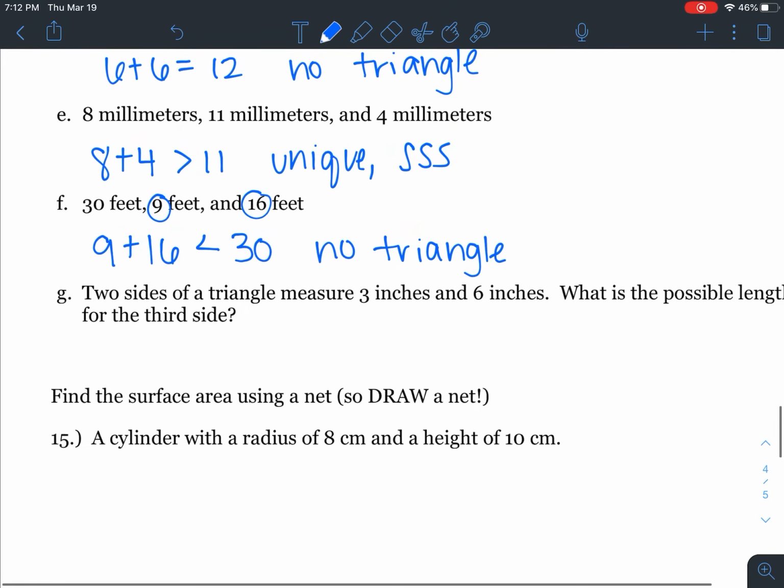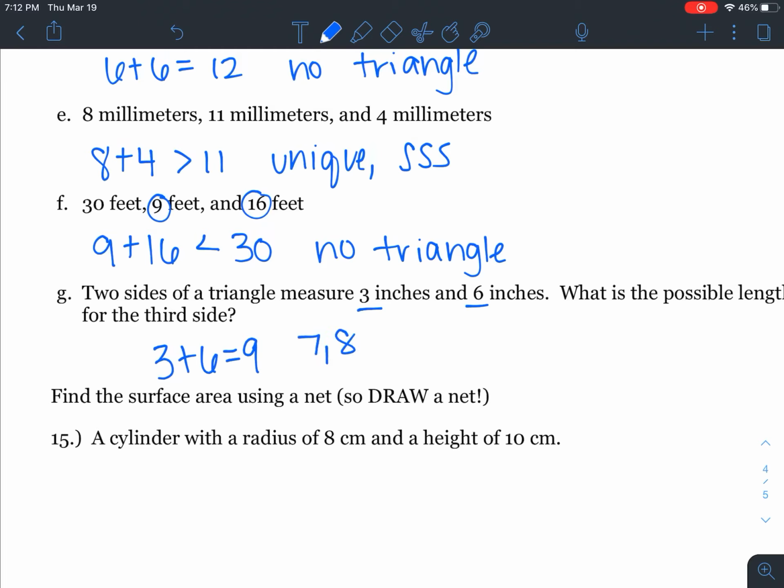For G, you're telling me what a possible third length could be. So if we say these are our two smaller sides, then 3 plus 6 gives us 9. So a bigger side could be 7 or 8. Or we could do 5 or 4, because 3 plus 5 gives us something bigger than 6, and 3 plus 4 gives us something bigger than 6.